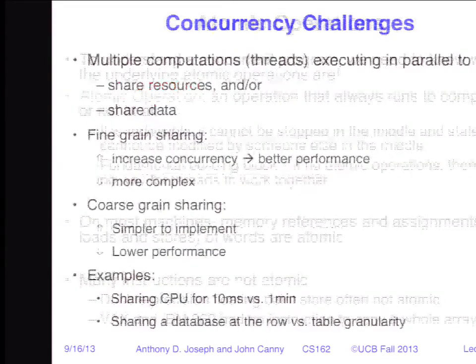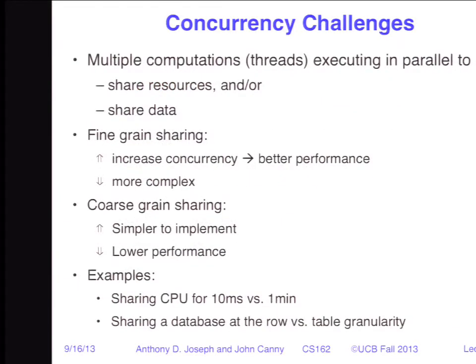Okay, so some of the challenges that we're going to face. We have multiple threads operating in parallel, and we're doing this because we want to share resources or share data. We can do either fine-grained sharing or coarse-grained sharing. So the advantage of fine-grained sharing is we increase concurrency. And increased concurrency means better performance. We get an answer faster, our programs run faster, lower latency, better throughput. But it's going to make things much more complex, as we'll see.